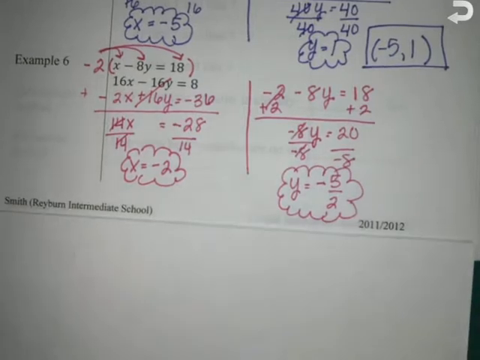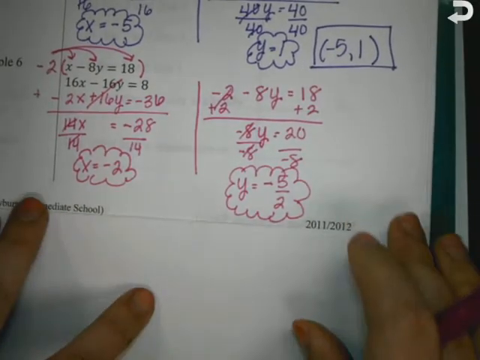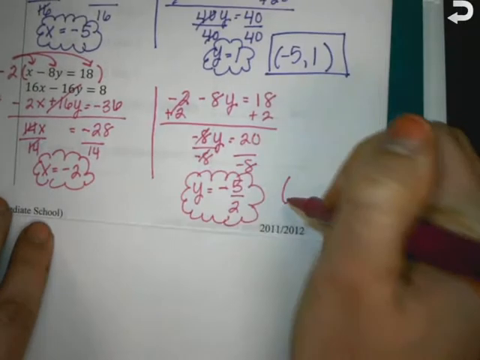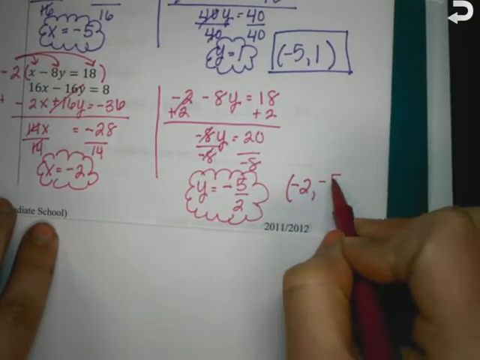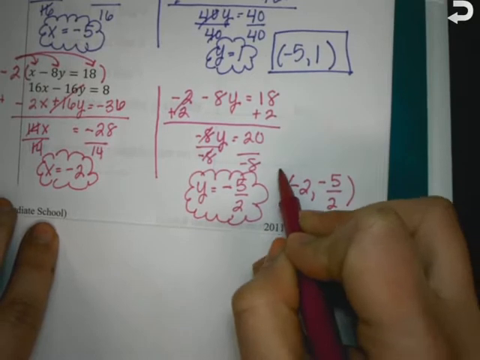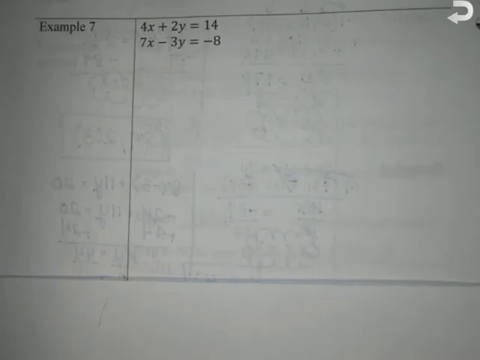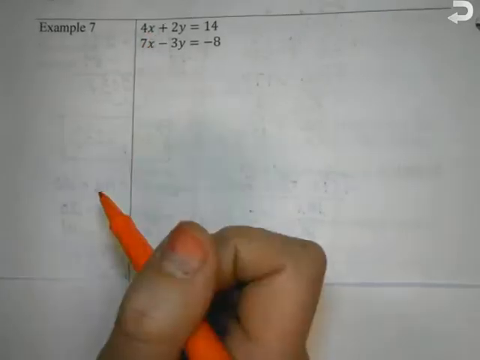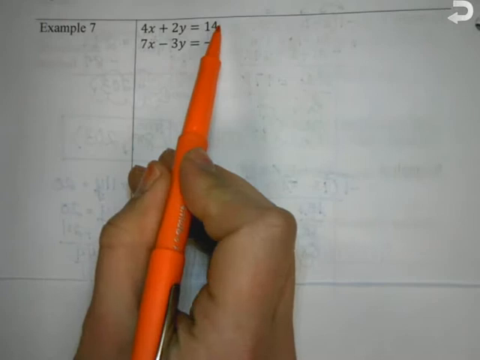Negative 2, comma, negative 5 over 2. Good job. Okay, example 7. Everybody look at this one. I have 4x plus 2y equals 14, and 7x minus 3y equals negative 8. Can I eliminate anything? No. We're going to have to multiply both equations.